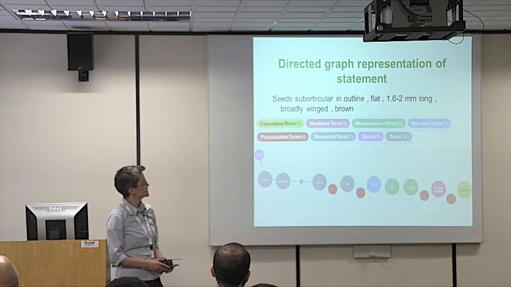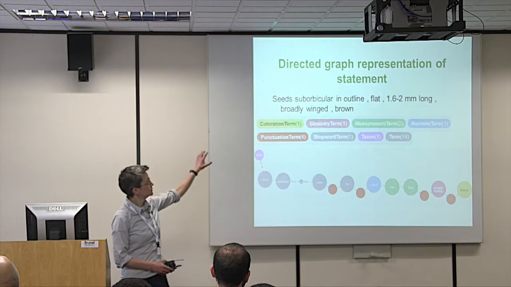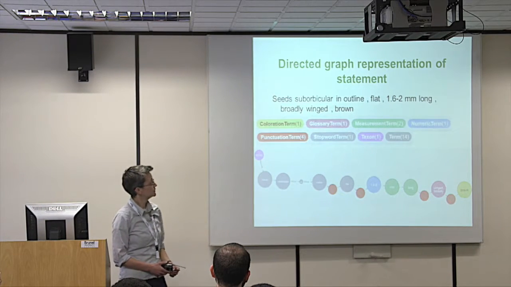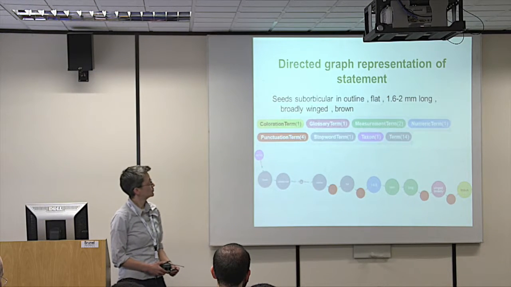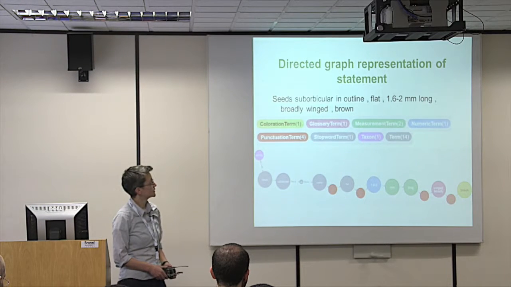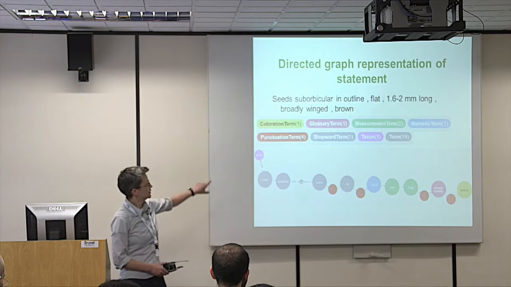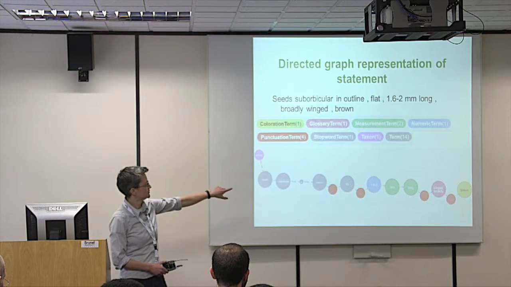So this sentence here is a seed statement. So, seed suborbicular in outline, flat. There's a measurement, 1.62 millimetres long. Broadly winged, there's a trait that's qualified with the word broadly. And there's a coloration term that's brown. So I've pushed that into a directed graph.